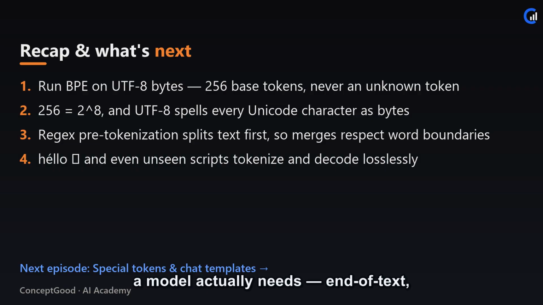Next episode we add the control tokens a model actually needs: end of text, chat turn markers, padding, and build a simple chat template. See you there.